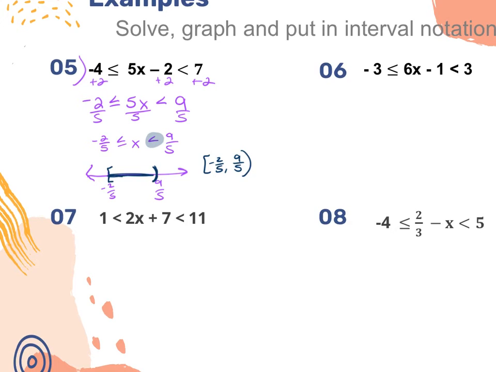Okay, I'm going to work through the rest of those on the video as well. I will tell you that, like, if you look at number 8, when I go to solve it, I'm going to have to multiply by -1. And when I do that, all my signs change direction, okay? But I'll work those out on the video.